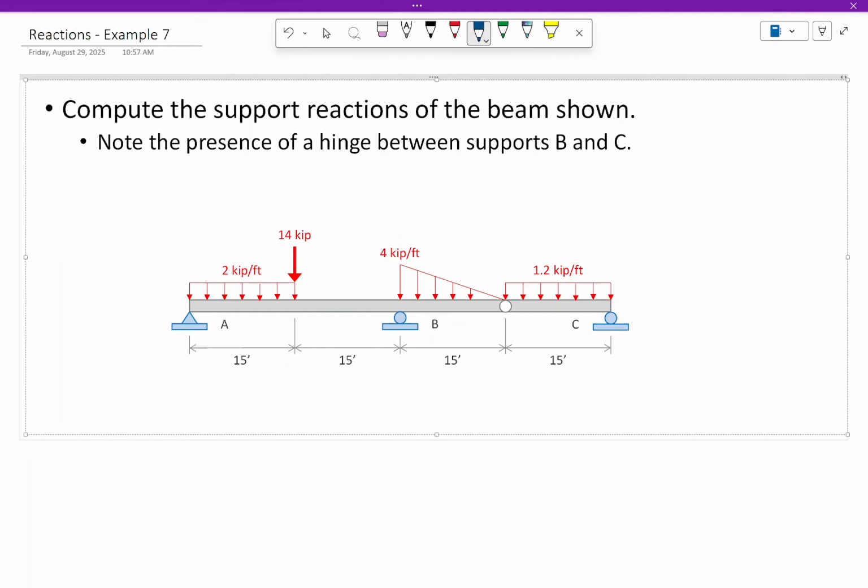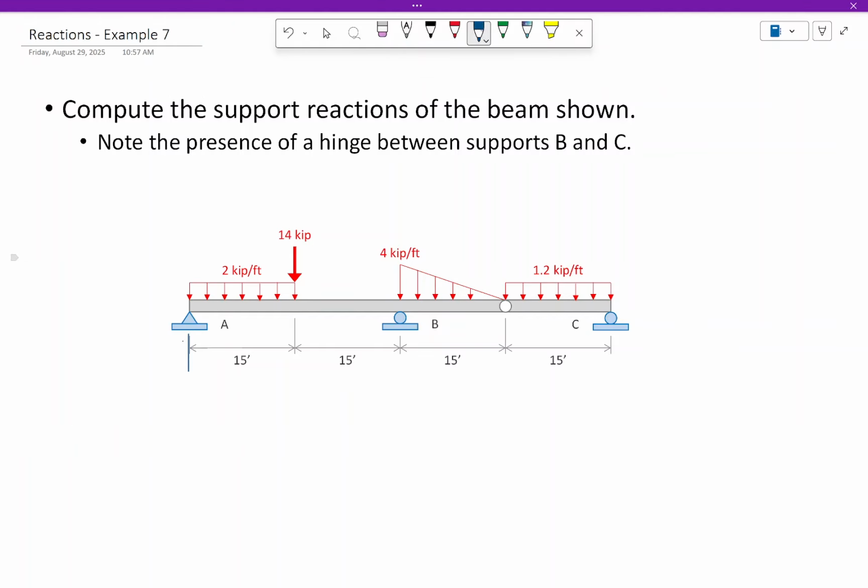What do we have? We have 1, 2, 3, hold on, and 4. So we'll call that AX, AY, BY, CY. So we've got 4 unknowns, 4 reactions.